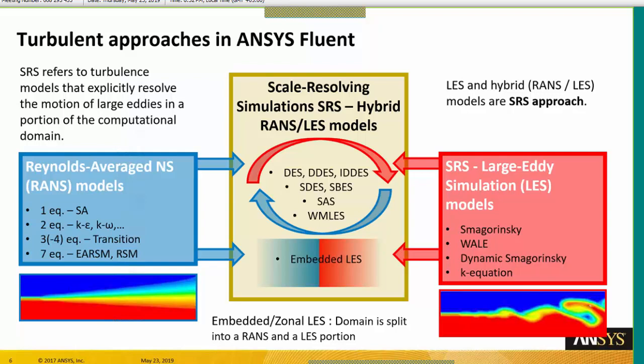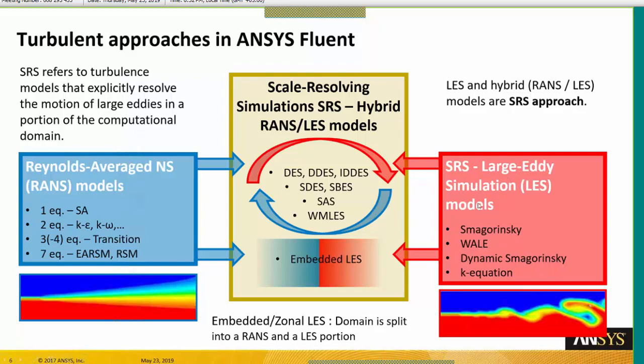I was talking about LES, but in fact you also have hybrid RANS LES. It is exactly what is represented here. You have RANS here with classical models, two equation models, RSM models, stress models, and so on. These models are available in Ansys. On the other side, for large eddy simulation, you have what we call SGS models, subgrid scale models.